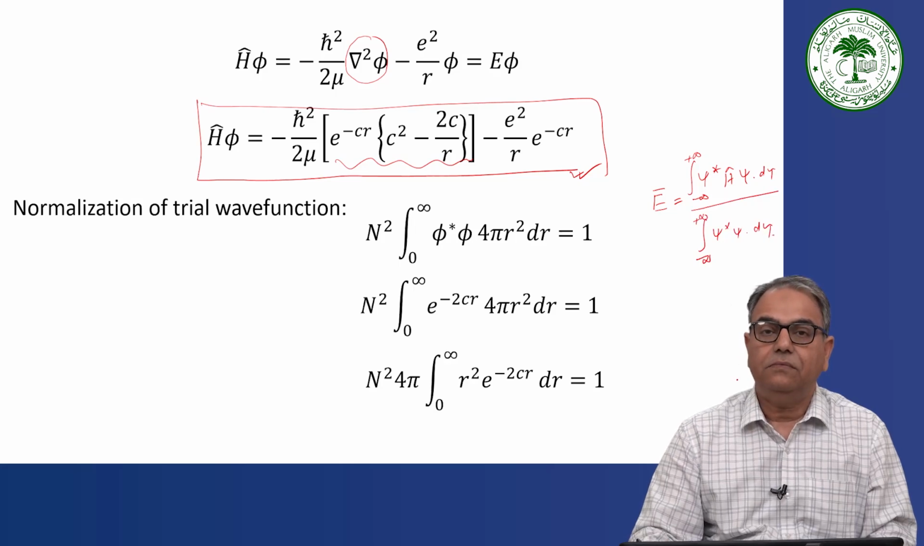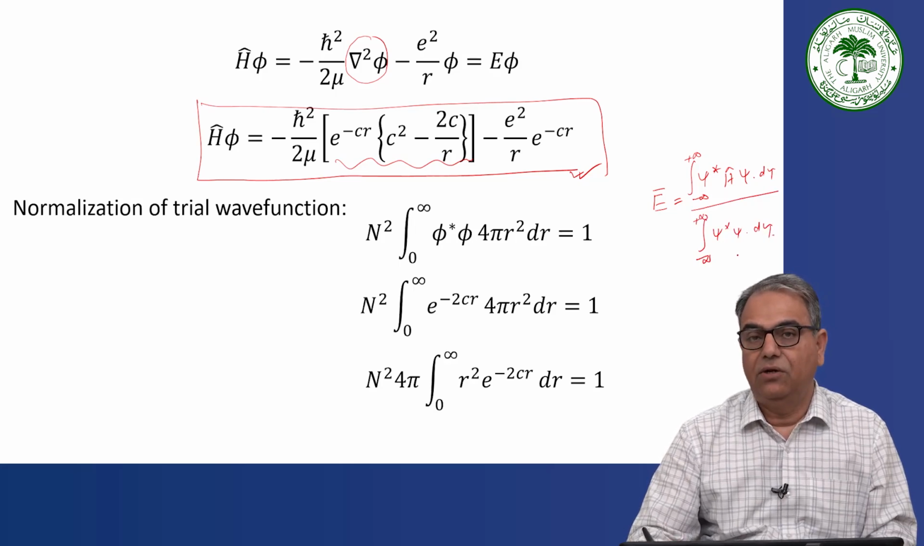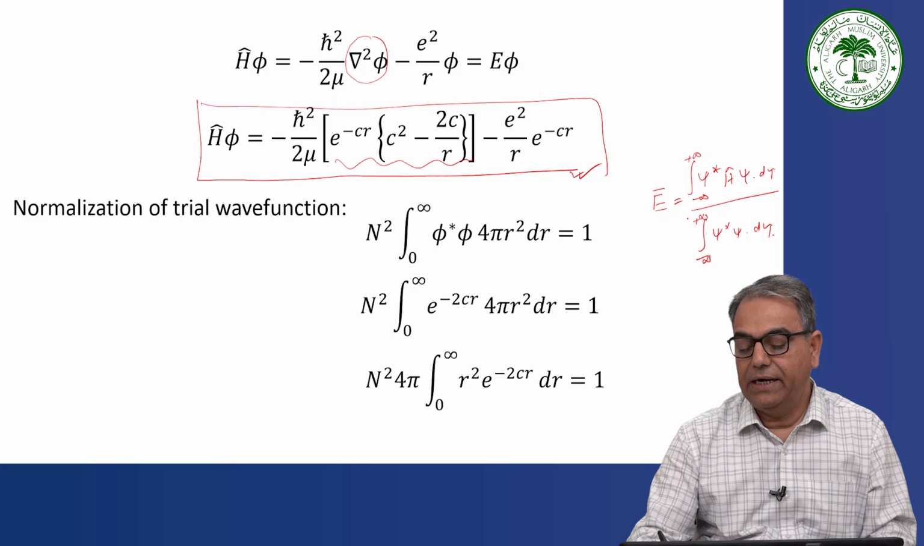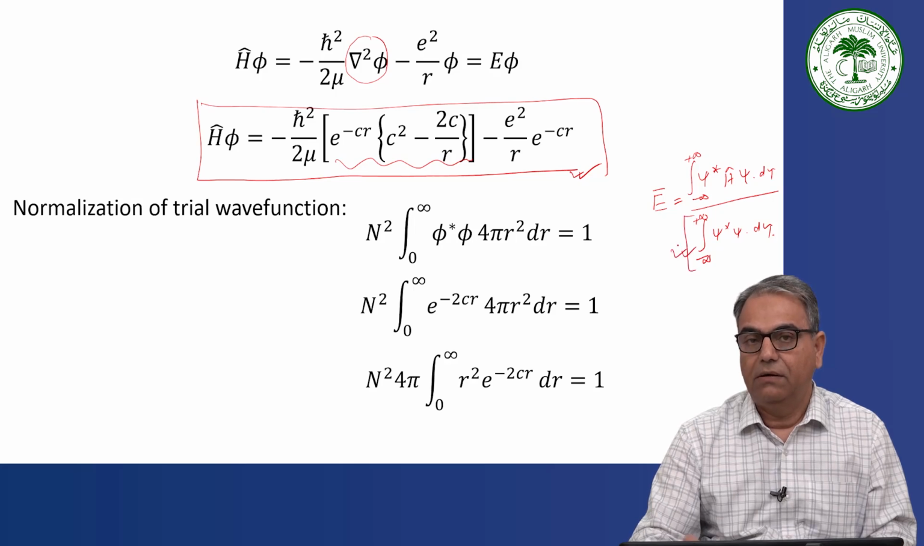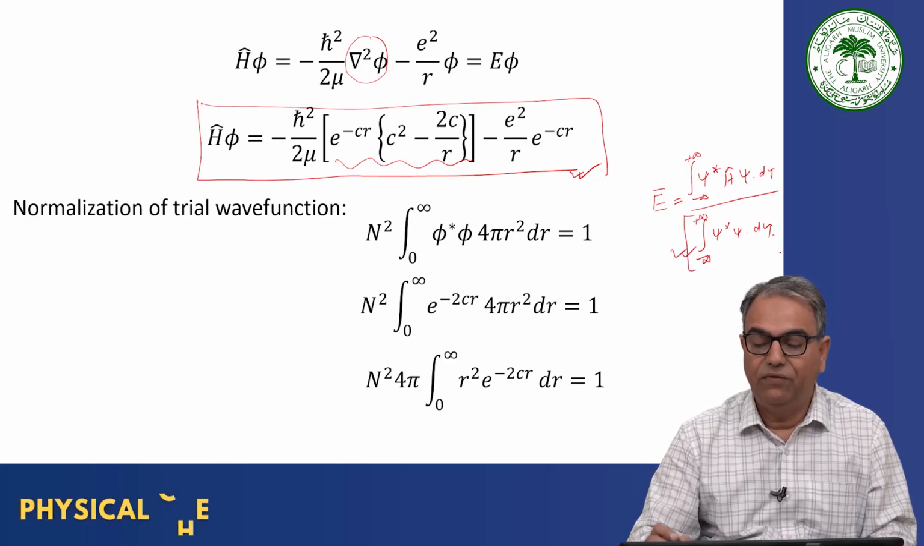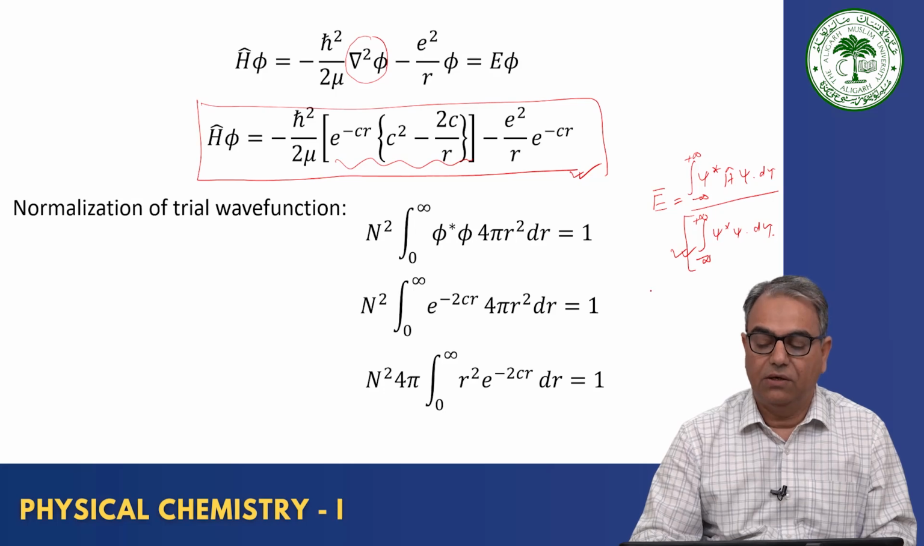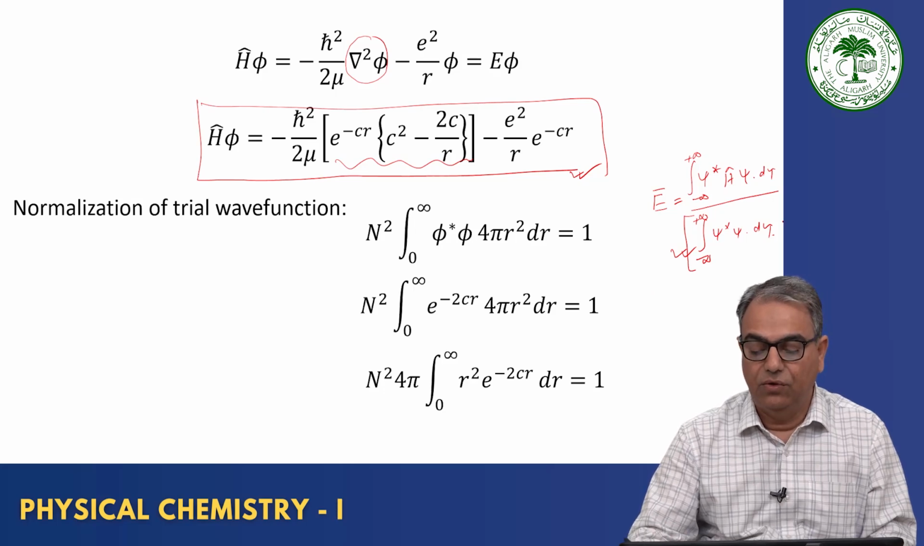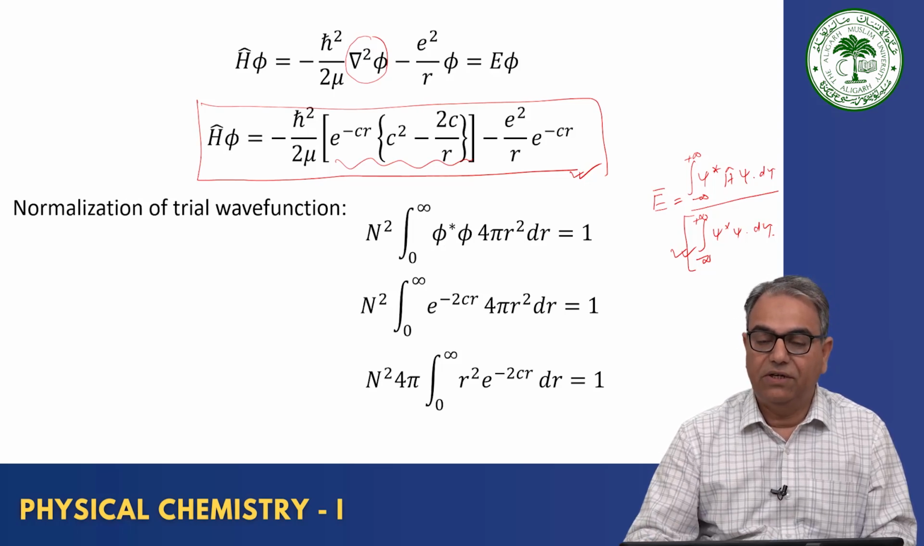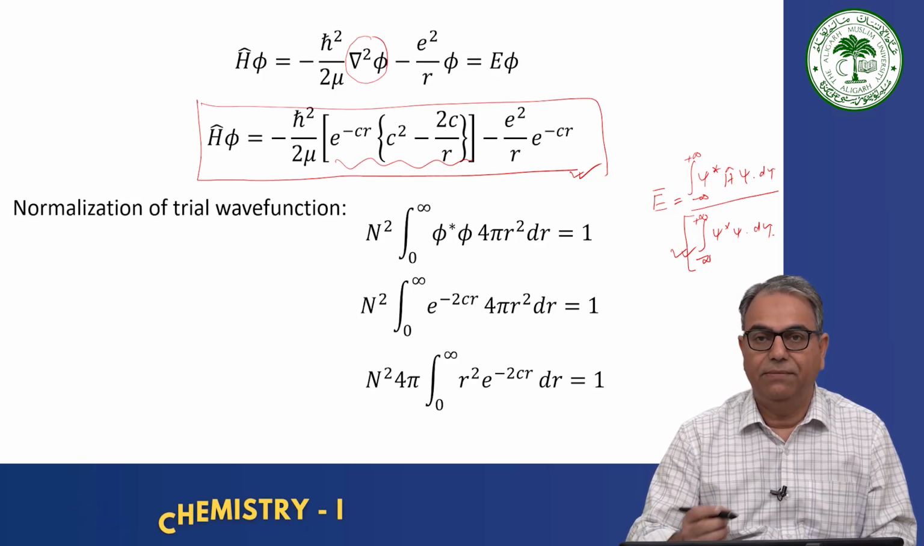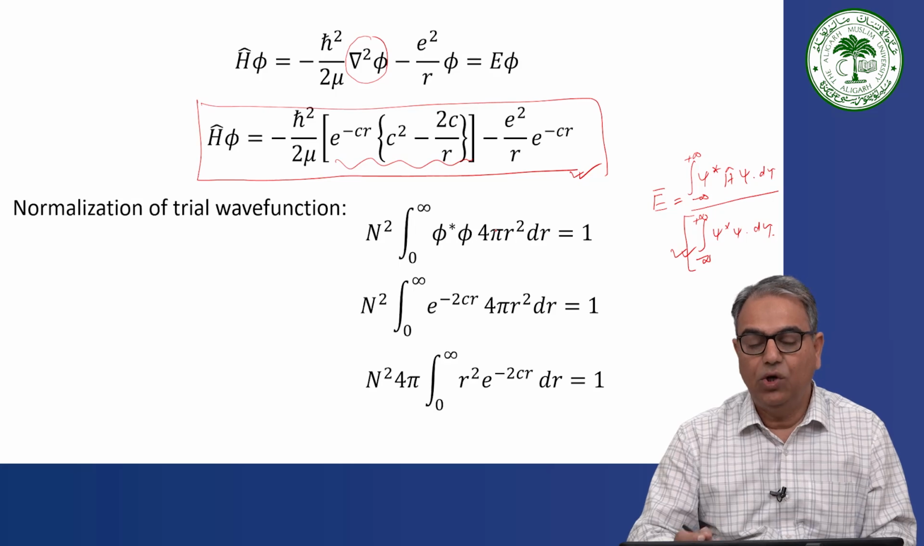So for any normalized function we can neglect the denominator, and if it is not normalized, then you will have to calculate the denominator also, only the numerator will not do. So what we do then, after calculating h phi is equal to this one, we go for the normalization of the trial function, and for normalization we multiply it by n, so it will be n square phi star phi, and the volume element will be 4 pi r square dr, that you know.